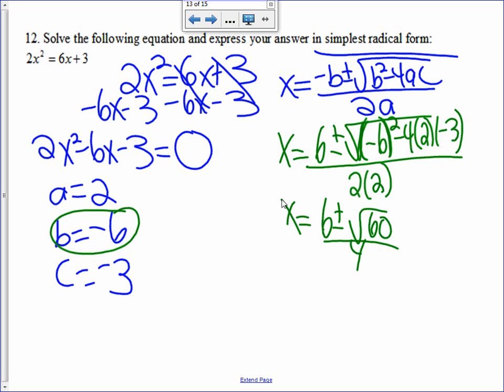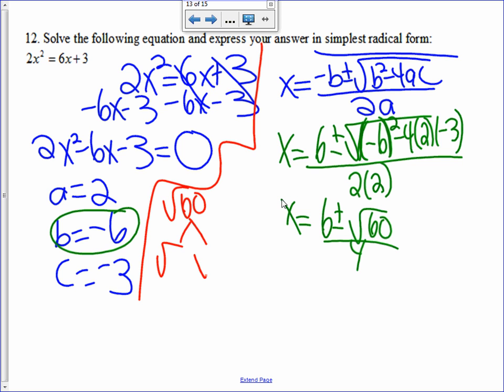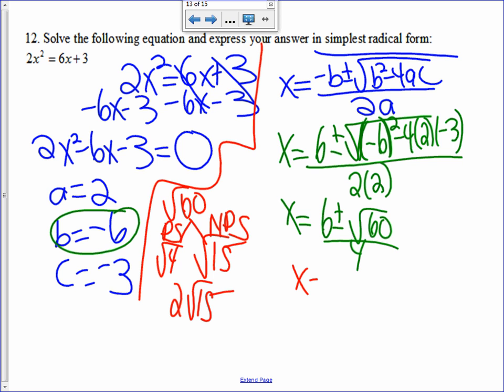Now, off to the side, I'm going to reduce the radical. I'm going to break down my 60. I'm not going to pull out my perfect squares again, but you should have them written down already. 4 and 15, which is 2 radical 15. So I'm going to rewrite this again, but I'm going to replace the radical 60 with 2 radical 15.